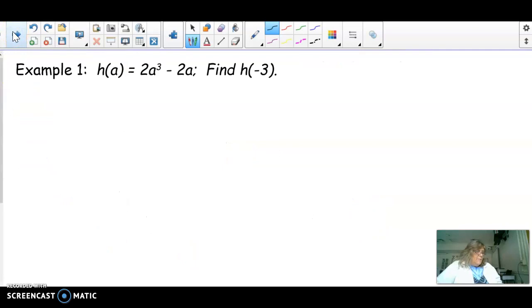If we're looking at an example, we don't have to always say f of x. We can say g of x, we can say h of x, we can say f of b, h of n. We can plug in any letters. They're just always going to be alphabetical in order.